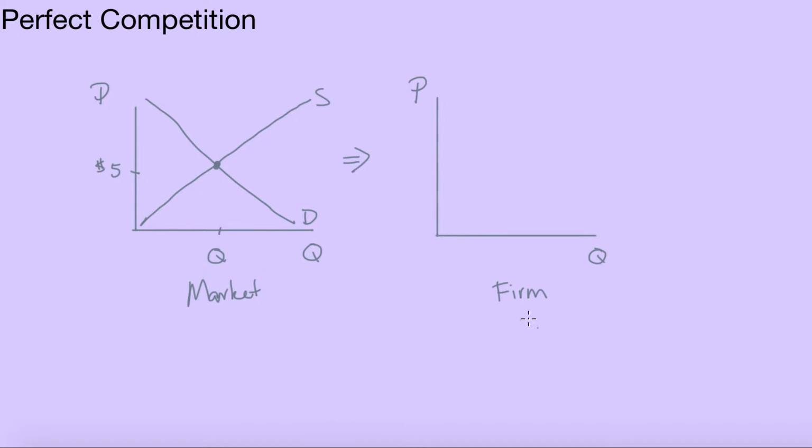That means that no individual firm can price their good or service anything higher than $5. If they price it higher than $5, the demanders will just go to a different firm because this is the market price. So nothing can be priced higher than that. A perfectly competitive firm can price it lower than that.